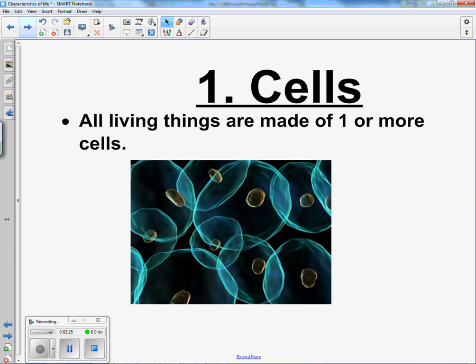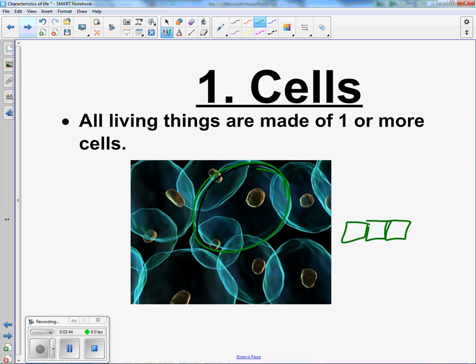The first one is cells. All living things are made of 1 or more cells. So this over here is a cell. Okay, so you can see it. We see a cell. They're usually little tiny things. They look like this. Sometimes they're square, sometimes they're circular. And they're basically a cell. The definition of cell is it's the basic unit of life.